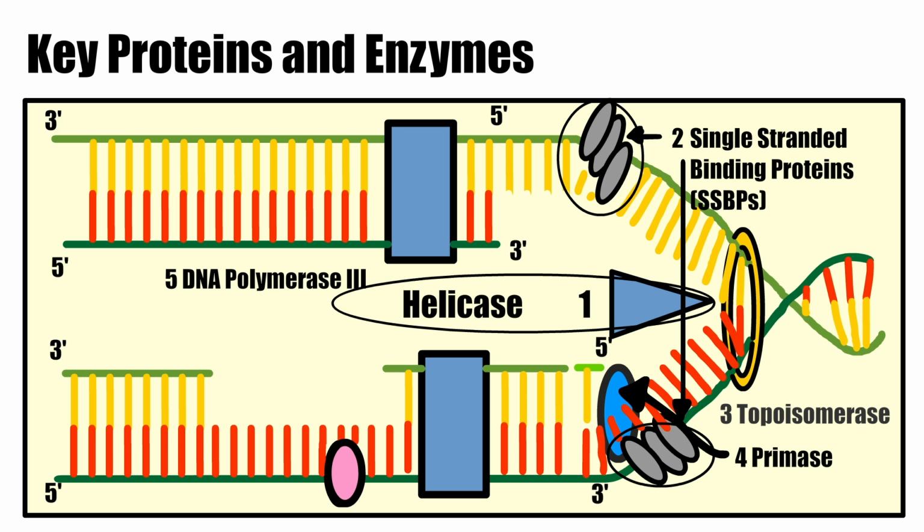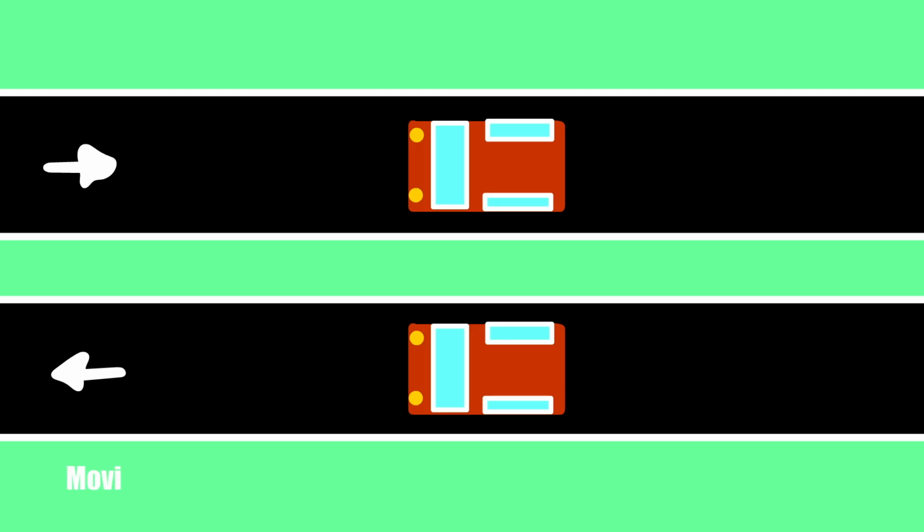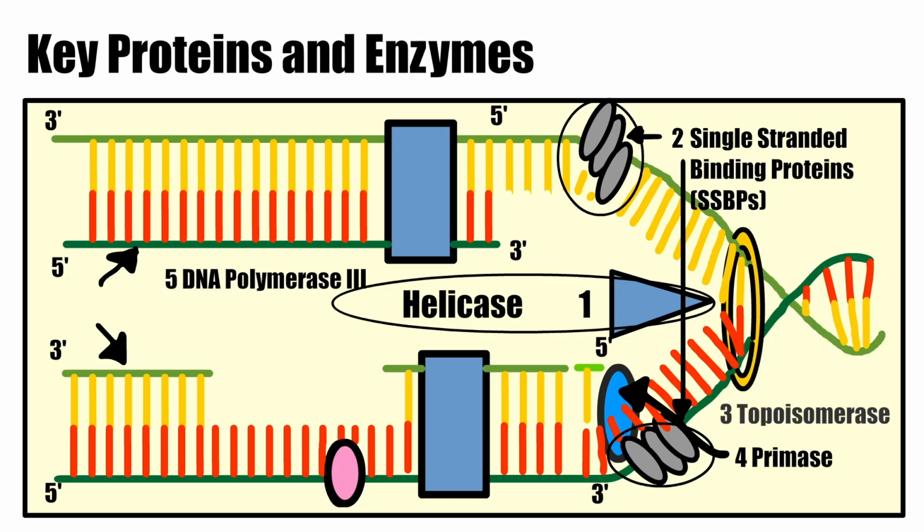However, due to the antiparallel nature of the DNA, replication occurs differently along the two strands. You can imagine DNA like a two-laned highway. One lane is moving in the direction of traffic, and the other is moving against it. The two strands of DNA behave similarly. They run in opposite directions, which creates a challenge when it comes to replication.